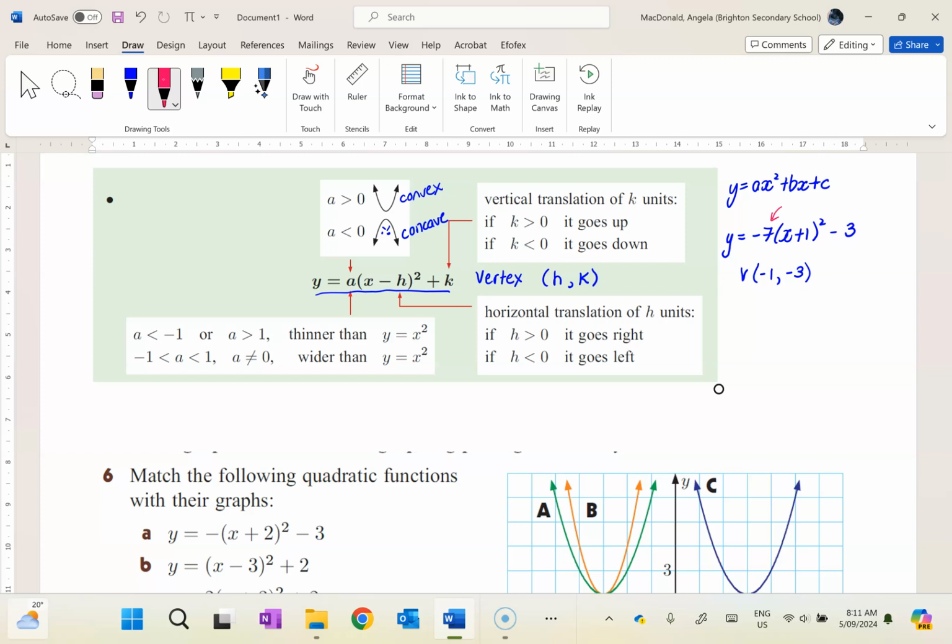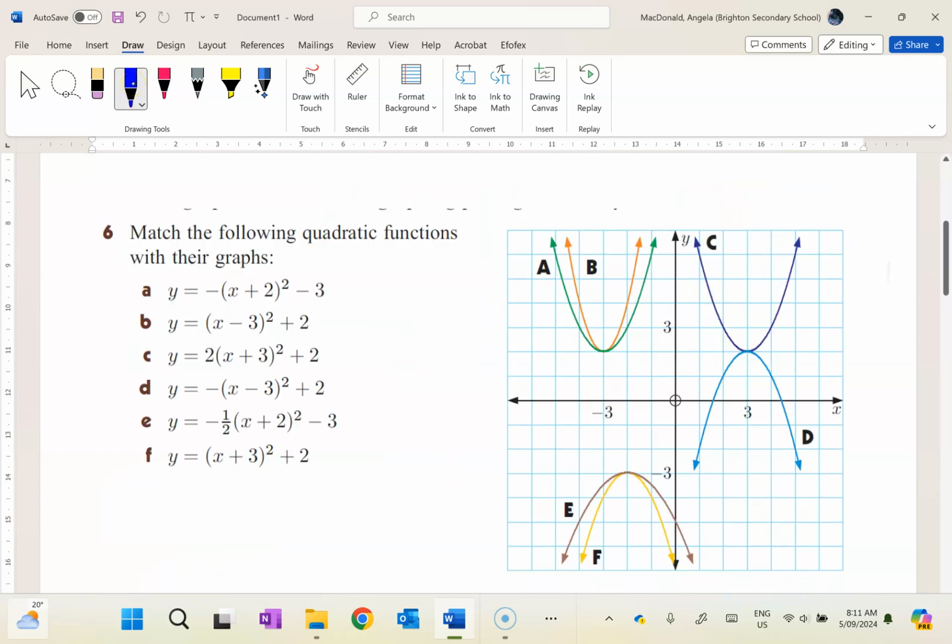All that does is the fact that we've got a large number in 7 means that it's going to be really skinny, and the negative means that it will be reflected in the x-axis. Okay, so all of this we should have discovered when we were doing that task from Desmos.